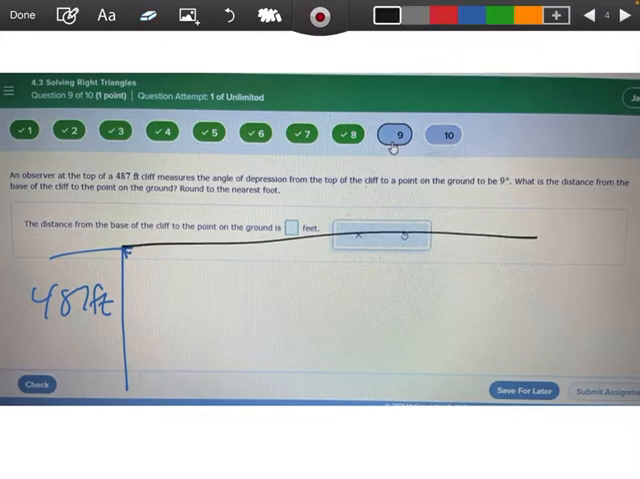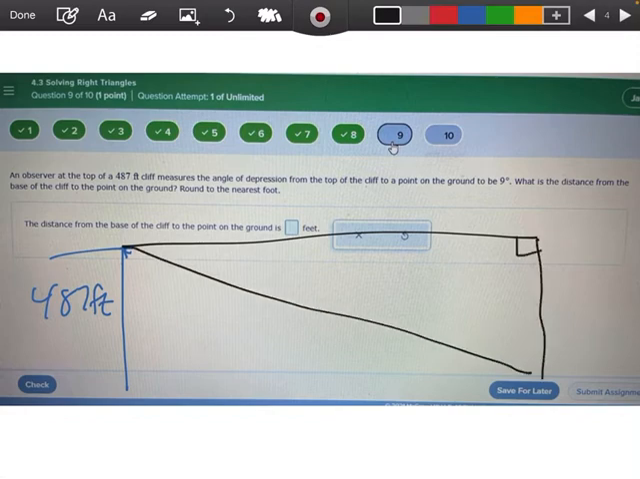All right, so there's my point. Okay, so here's my 90-degree angle. The 9 degrees is right there, right? So remember, if this is 90 already, and this is 9, this is going to have to be 81 degrees. And we already know that this distance here is 487. We are trying to find that distance there, D. So a couple things we can do.